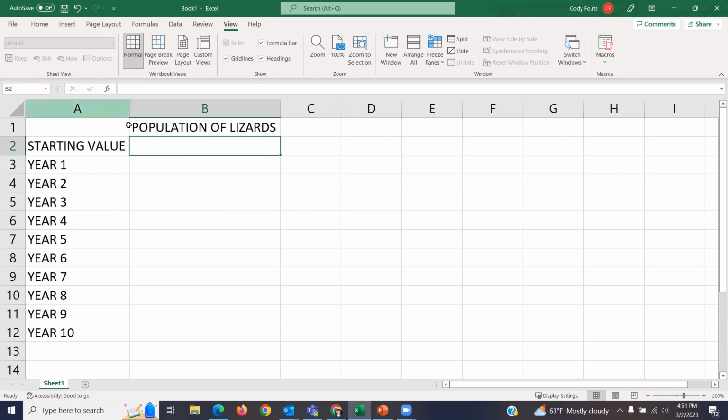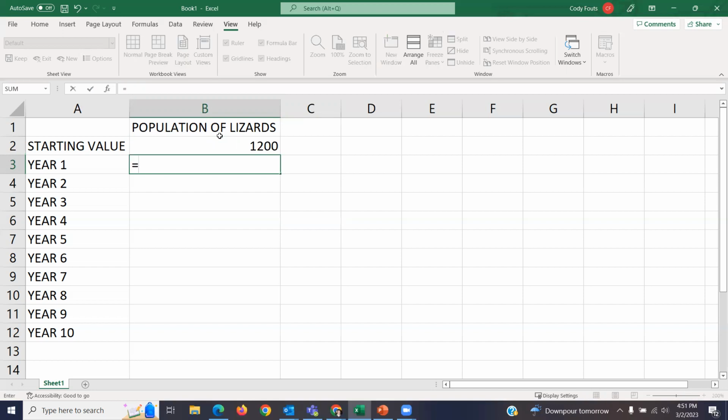So what I'm going to do first is in this first row, since I've labeled that as the starting value, I'm going to put what the starting value that was there, which was 1200. Okay. And then I'm going to calculate the amount of lizards after 1 year using the logistic formula. Remember that P0 plus 1.5 times 1 minus P0 over 3000 times P0. So I'm going to go ahead and start to type that.